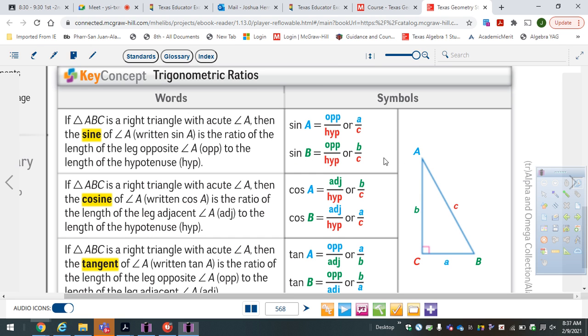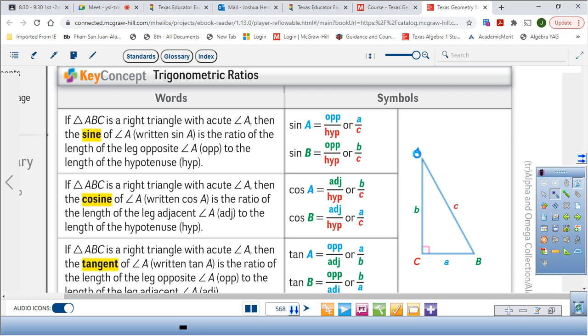Sine of B now would be the same ratio, opposite over hypotenuse. So sine of B would be equal to the side opposite over the hypotenuse. I know you've never seen these words sine, cosine, and tangent. Sine is spelled S-I-N, but we still say sine of A.